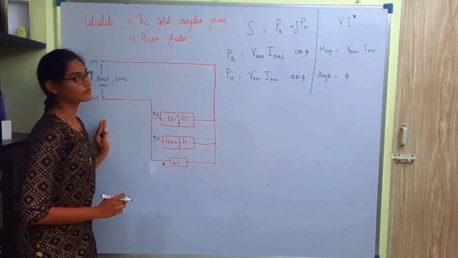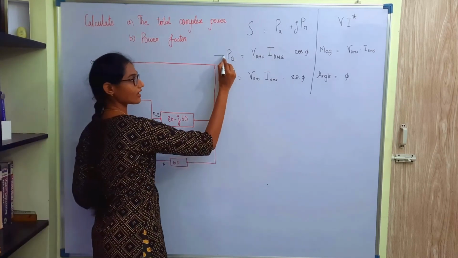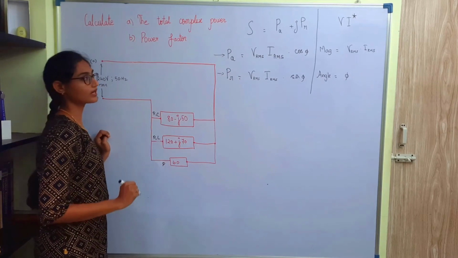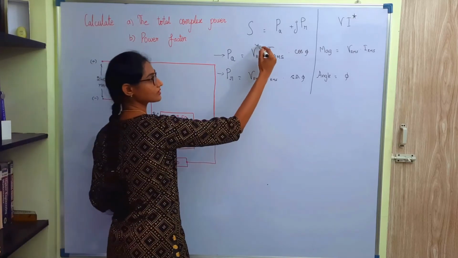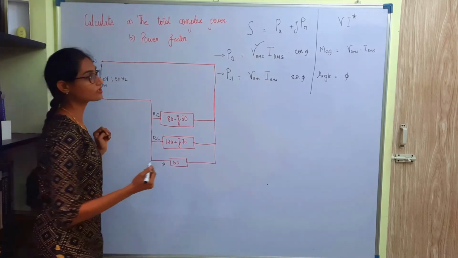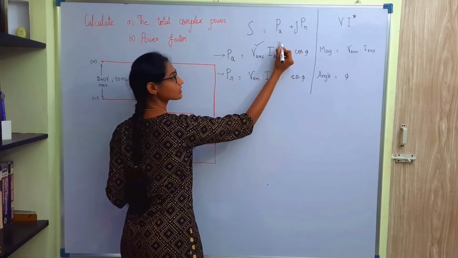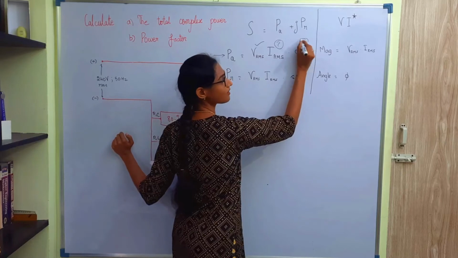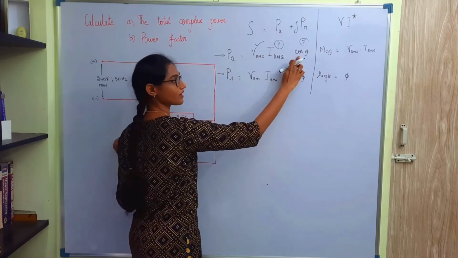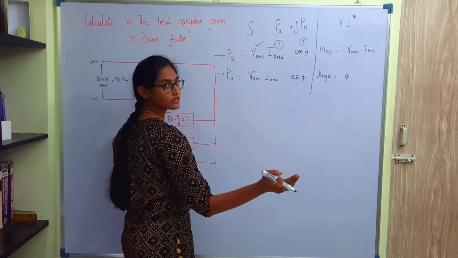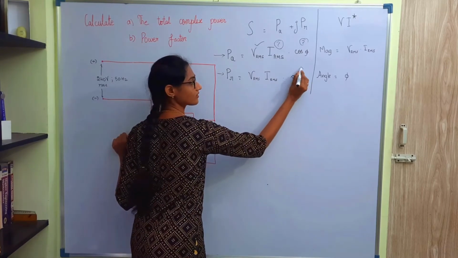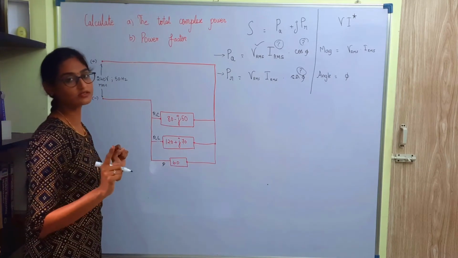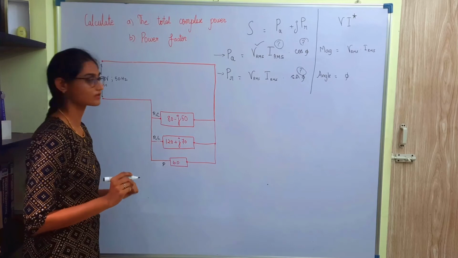Okay, so now we need to find out the total complex power. From this problem, we can see that if we have active power and reactive power, we can get the complex power. So for that, what are the things that we need? Vrms is given in the problem. It is 240 volt. We need to find out Irms, right? And then we need to find out cos phi or the power factor. Once we know cos phi, we can know phi. So once we know phi, we can find out sin phi. Okay, so our first work is to find out Irms or the current that is supplied to this system.